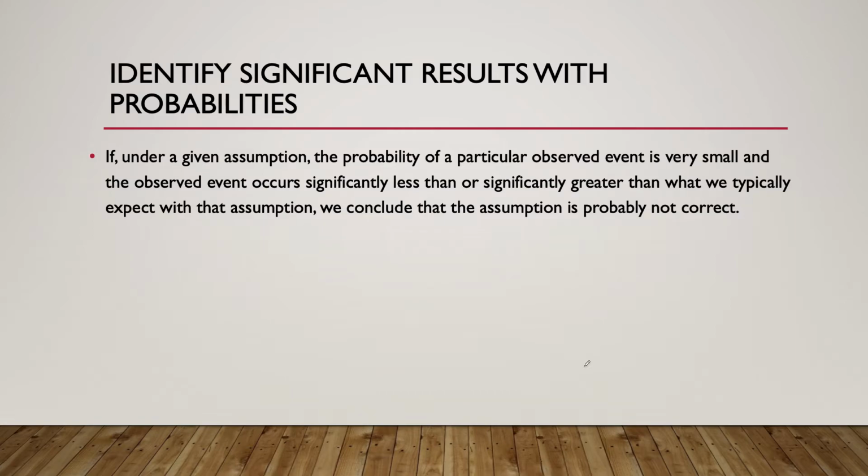To identify significant results with probabilities, if under a given assumption the probability of a particularly observed event is very small, and the observed event occurs significantly less than, or significantly greater than, what we typically expect with that assumption, we conclude that the assumption is probably not correct.